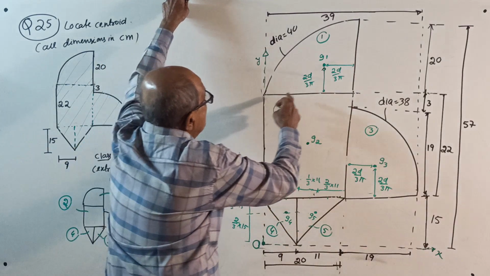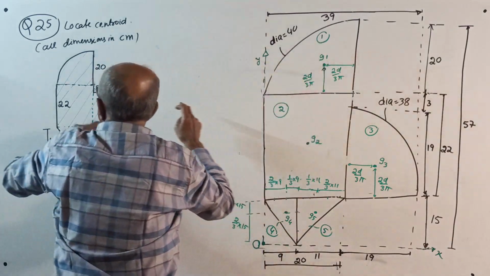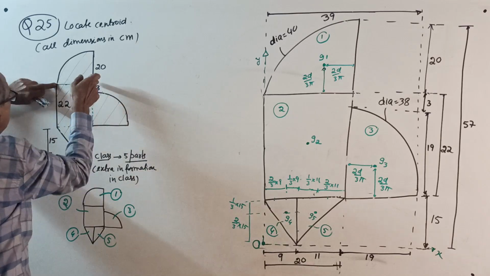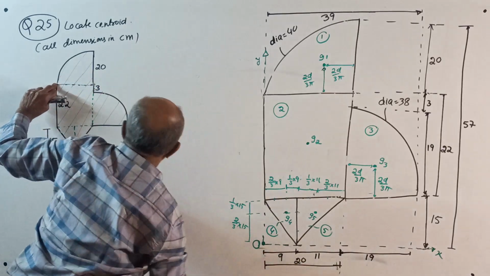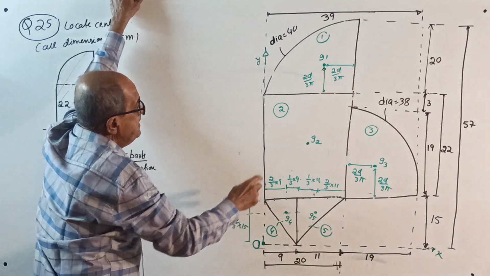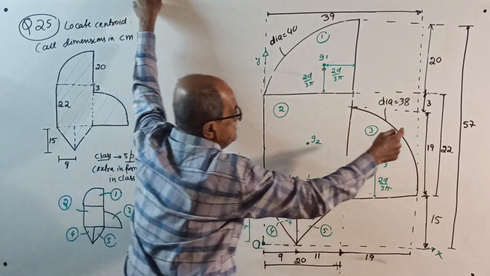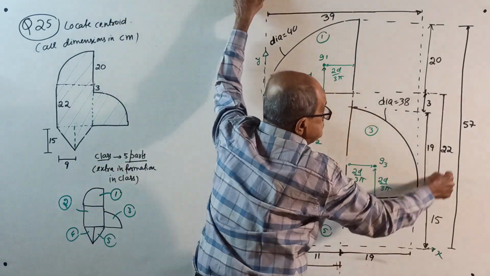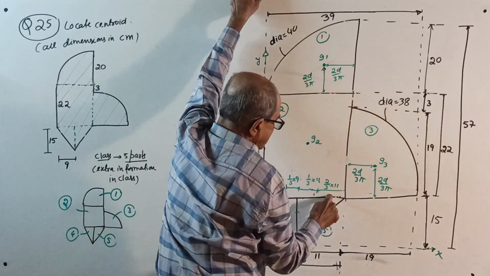Okay. This is part number 1. Part number 2: rectangle of base 20 and height 22. See, where is it? Here, I have written that side. From here to here is 22.